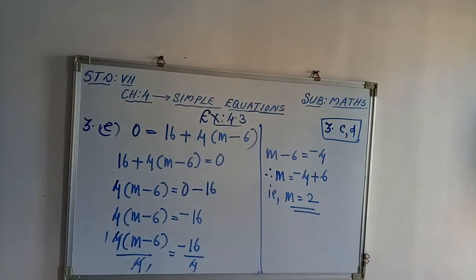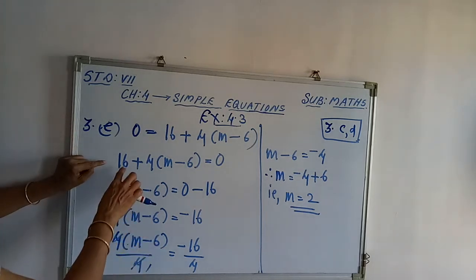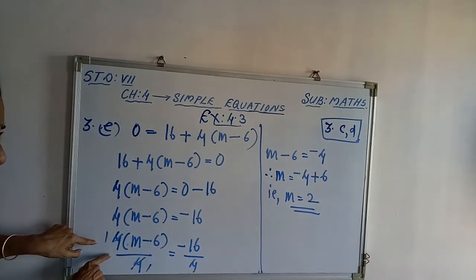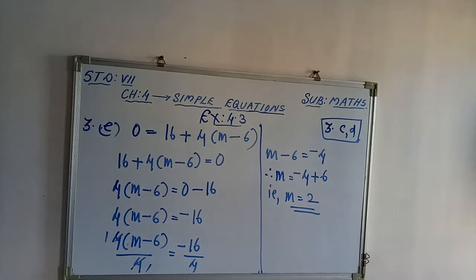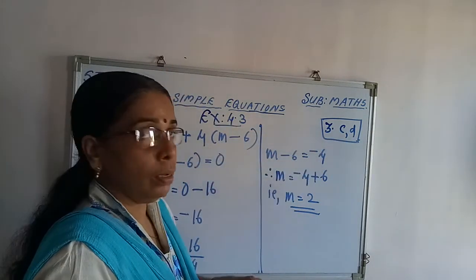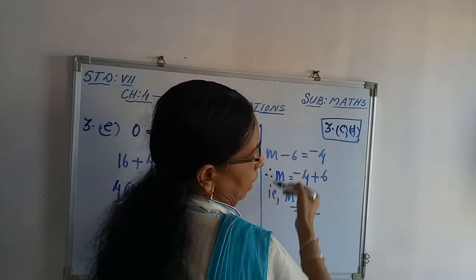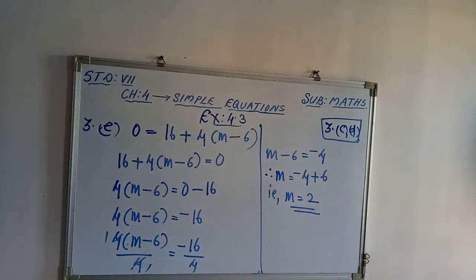So what will be the final statement? m is equal to 2 is the required solution. Is that clear? Once again, listen to this question. First transposing 16. Then divide both the sides by 4. Then again transposing minus 6. Then you will get the final answer. And these two questions, question 3 C and D, try to do on your own.